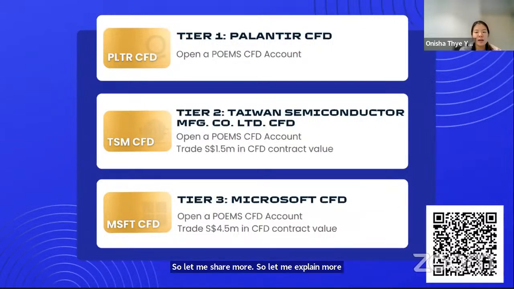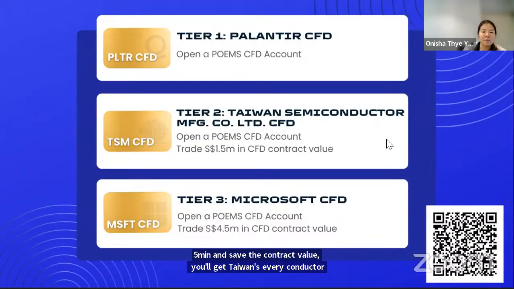So you can get one free share depending on the tier that you hit. Let's say, for example, you only open a POEMS CFD account, then you'll get a free Palantir CFD share. If you open a CFD account and then trade 1.5 million in CFD contract value, you will get Taiwan Semiconductor Manufacturing.